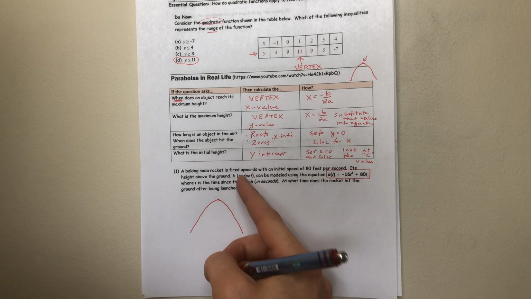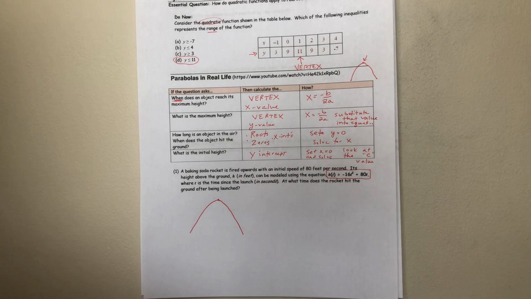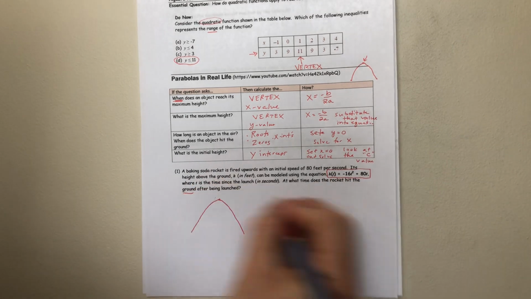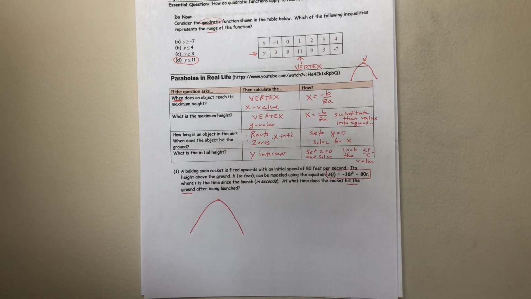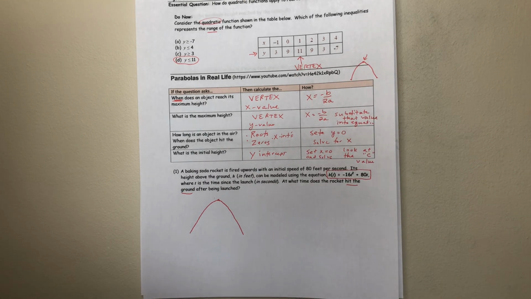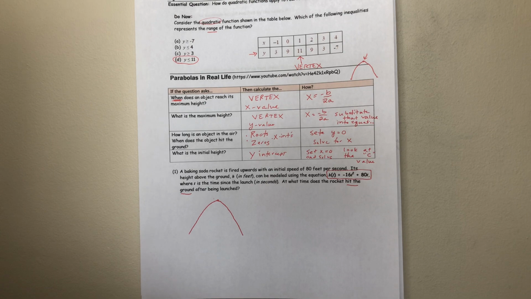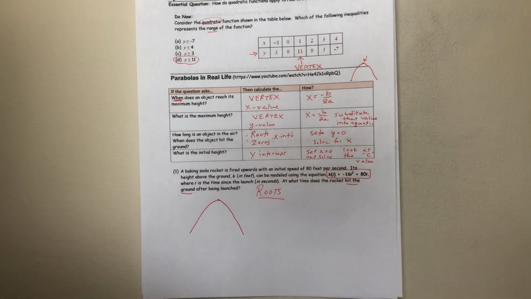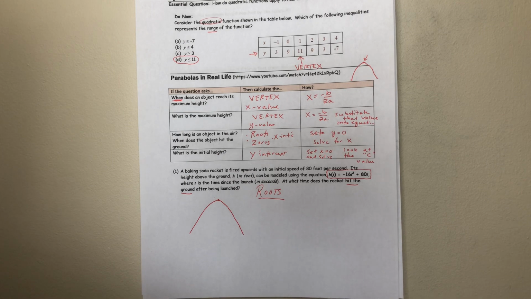So t is in seconds, h is the height in feet. Now, let's read the question. At what time does the rocket hit the ground? That's a key phrase right there, hit the ground. If it's hitting the ground, guess what we want? We want to find the roots, because the roots are where they cross the x-axis.